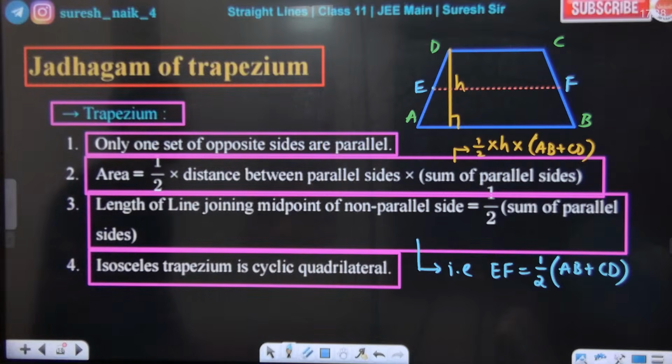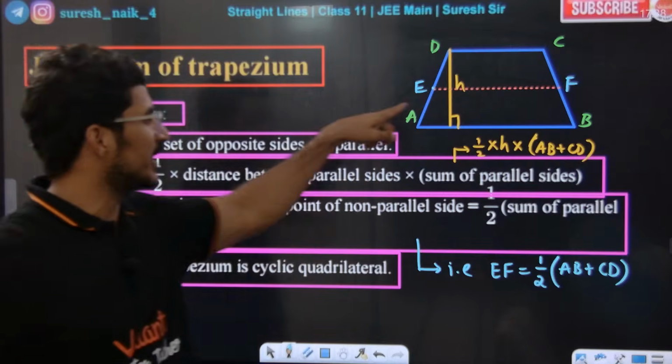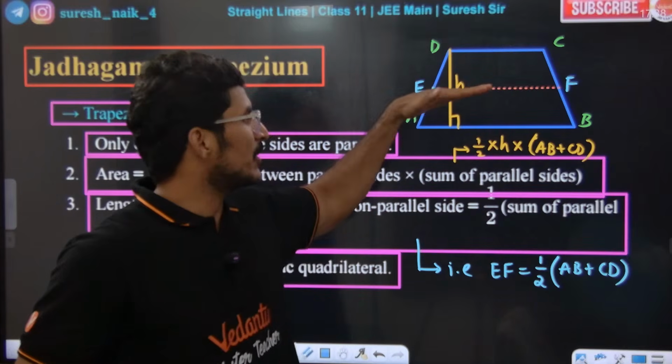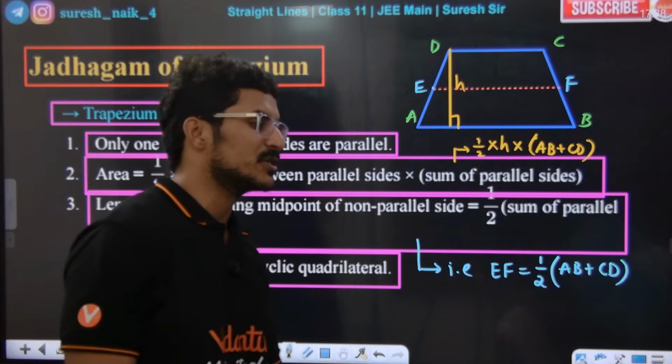Yes. Listen to the class, Manivel. Length of the line joining the midpoints of the non-parallel sides of a trapezium. See, in the EF length, half into AB plus CD, we will get the length of the midpoints of the non-parallel sides of a trapezium.